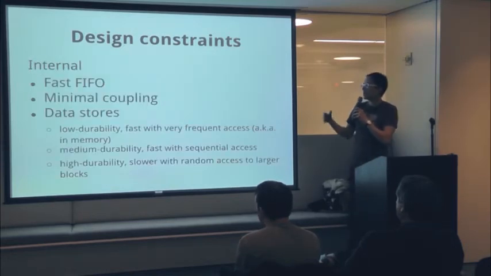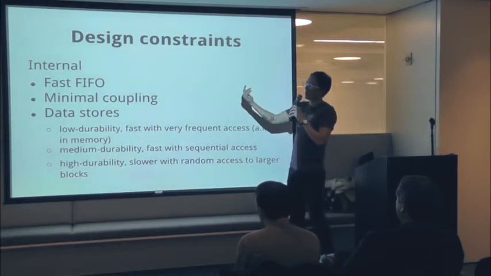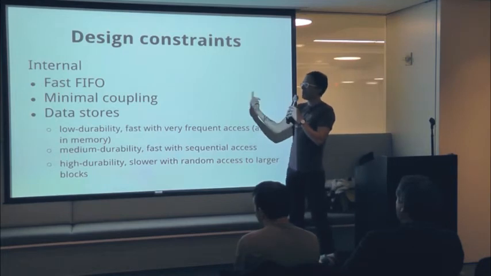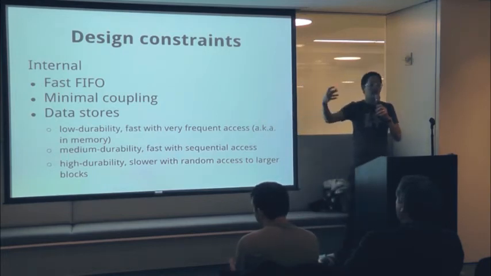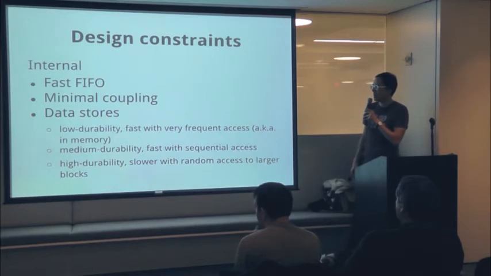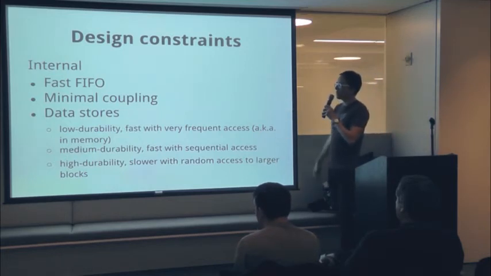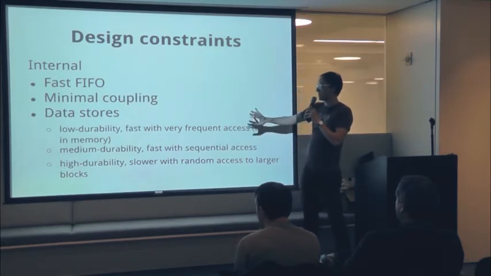And internally, the kind of constraints that we have is, again, it's all queues. It's a bunch of queues, so they've got to be pretty fast. We want minimal coupling between the various aspects. If it's a pipeline that processes your data, you don't want crazy coupling, because if something happens somewhere, you don't want the problem to propagate too quickly. And then we need a bunch of data stores that range in durability and access speed, inversely.